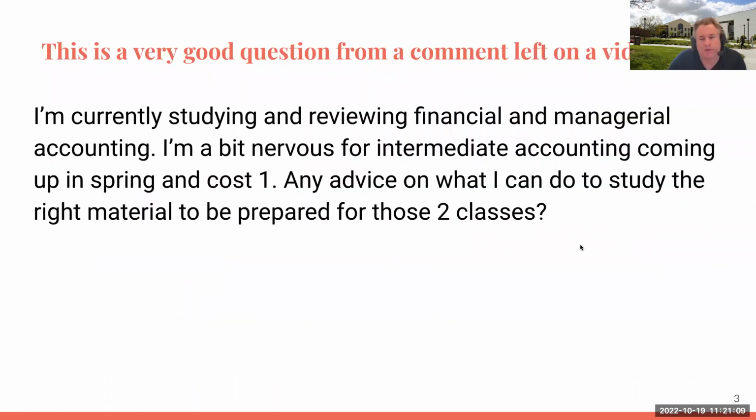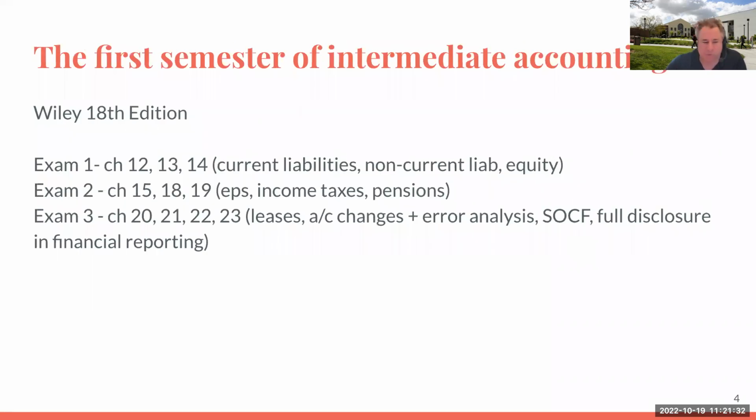Okay, so this all stems from a question. As I'm currently studying accounting, reviewing financial and managerial accounting, I'm a bit nervous for the intermediate accounting coming up in spring and cost one. Any advice on what I can do to study for the right material to be prepared for those two classes? Well, it's actually 3 classes because there's also intermediate 2. And cost accounting is generally going to be obviously 1 class as well.